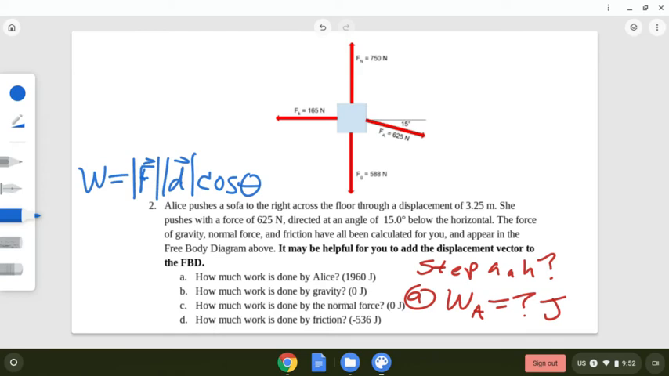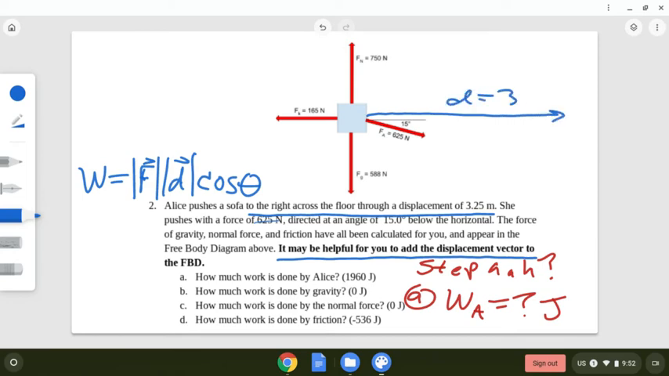You need to know what the displacement of this object is. In this case, the sofa moves to the right across the floor through a displacement of 3.25 meters, and it may be helpful for you to add the displacement vector to the free body diagram. So what that means is this thing actually does go this way. So D is equal to 3.25 meters. That would be the displacement in all four cases. It's important to know that, and it's important to know what the angle is. So now let's figure out what all of our angles are going to be.